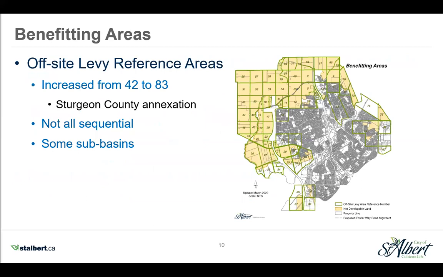So with this year's update, we found that the number of offsite levy reference areas has increased from 42 to 83. That's because this year's bylaw includes lands that were annexed from Sturgeon County as of January 1st, 2022. And you will notice that if you're looking at the model or any of the tables, not all of the offsite levy reference areas are sequential. This is the result of not all the lands that were considered for annexation being included in the final annexation application and subsequent approval. Additionally, some other offsite levy reference areas needed to be divided to accommodate differences in servicing bases.